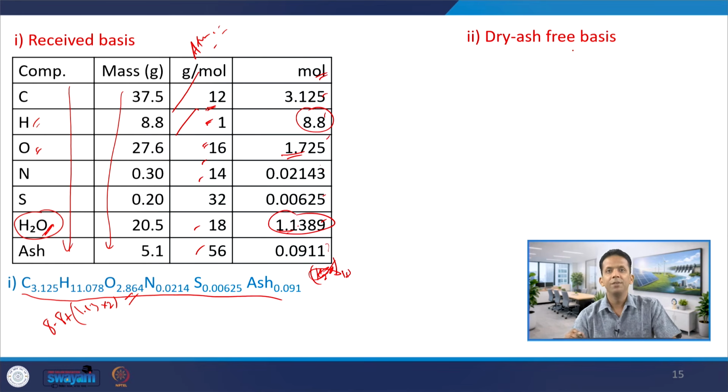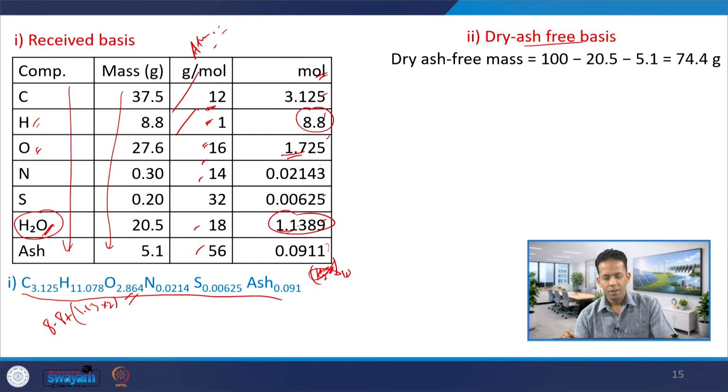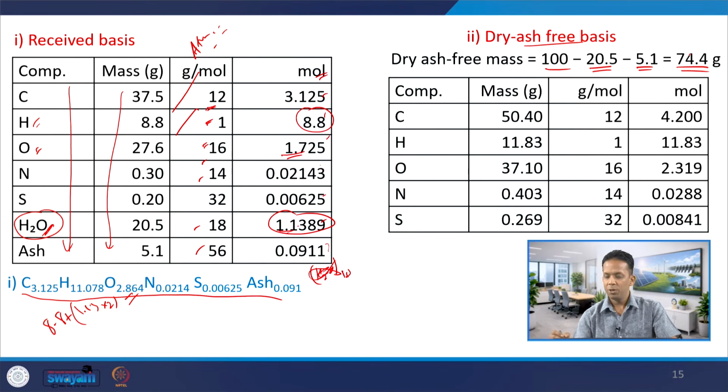The second is dry ash free basis. So we will remove the moisture and ash portion. Out of 100, moisture and ash, 20 and 5, is removed. So what we are left with is 74.4 gram. Now with respect to this new mass, let's find the new percentages of CHONS.